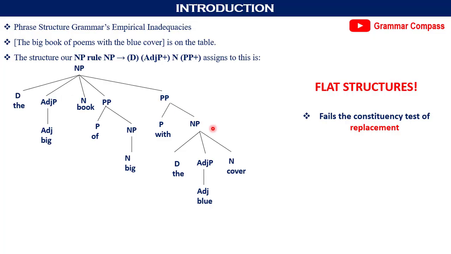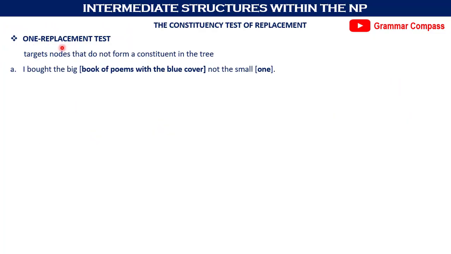If we put this phrase structure rule or the structure that we have here to the test, it will fail, because there is actually a test to prove that we have intermediate structures within the NP, and that is the replacement test. Let us see why this structure produced by the phrase structure fails the one replacement test. What is the one replacement test? This is the test used to check for constituencies, especially in the noun phrase. So if a group of words can be replaced with the word one, then it means that that group of words forms a constituent.